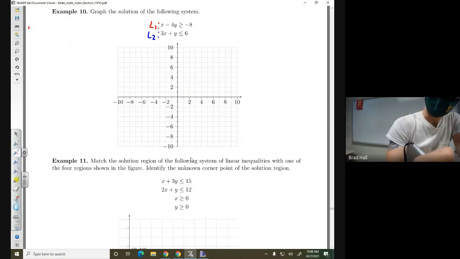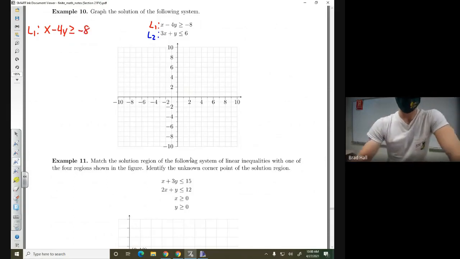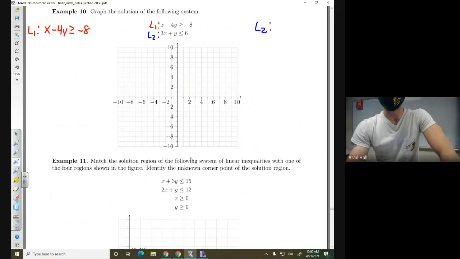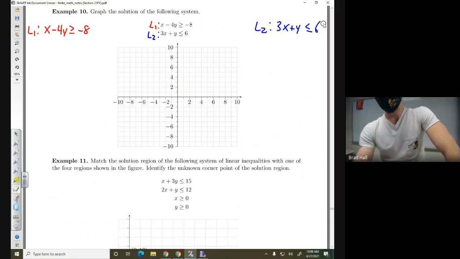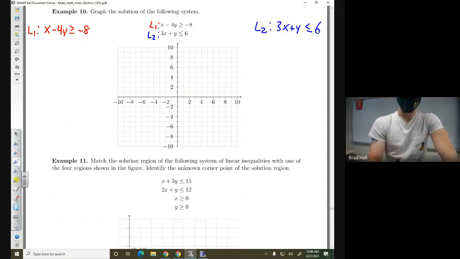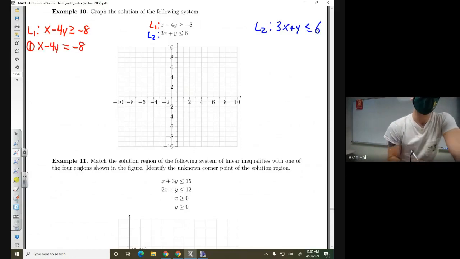I'll do all the stuff for L1 over here, for the first line, and I'll do all the stuff for the second line over here. Which means individually, we will need to plot the lines and then figure out which region to shade. I'll start off with graphing x minus 4y is equal to -8 as the underlying equality. That means we need to find the x and the y intercepts.